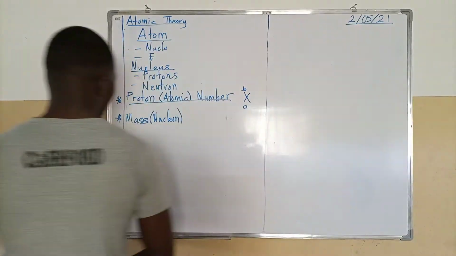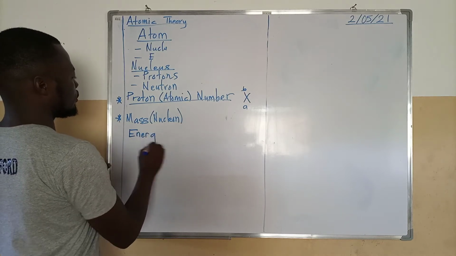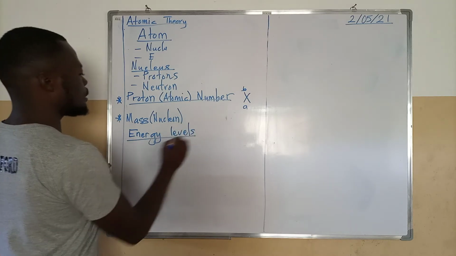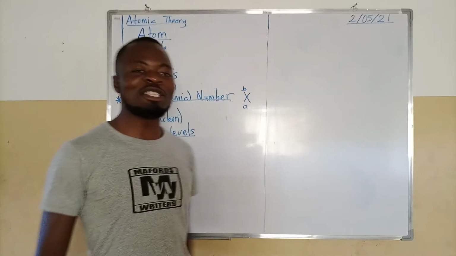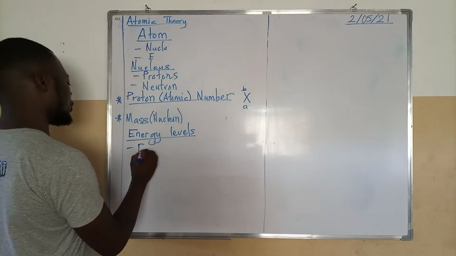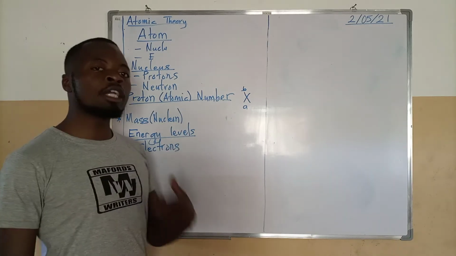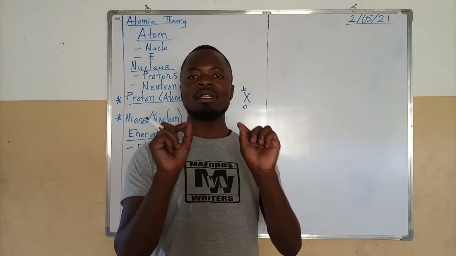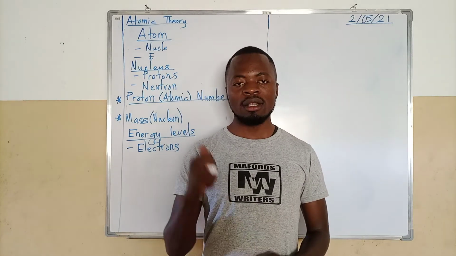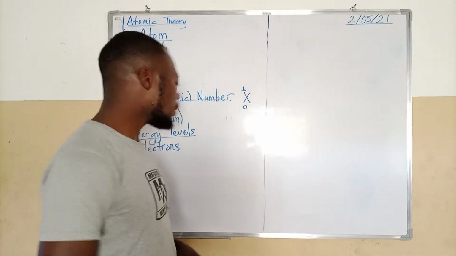So now we look at the energy levels. The energy levels or orbits surround or orbit around the nucleus. Now, what do we find in the energy levels? We find electrons. Now, what are electrons? Electrons are simply negative subatomic particles of an atom. That is what we're calling electrons.